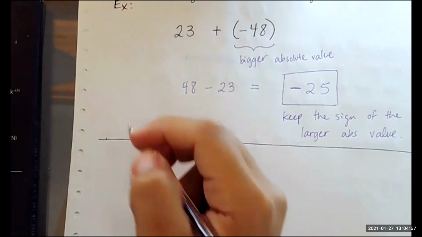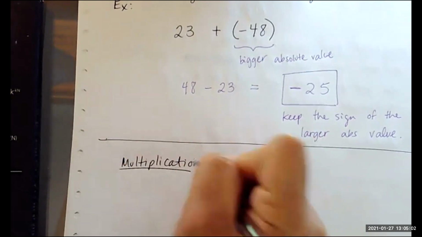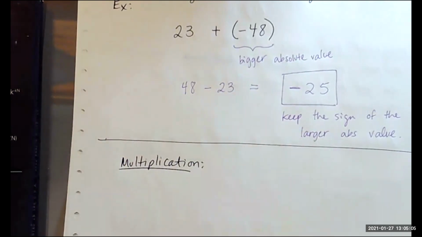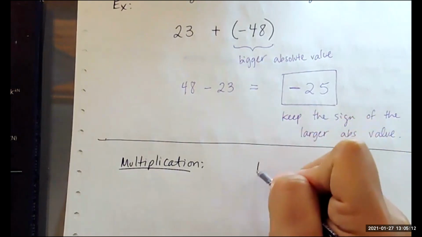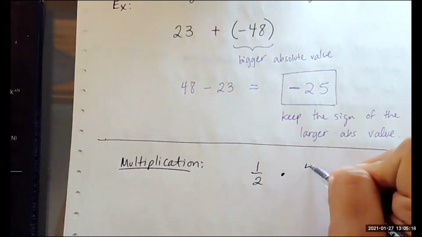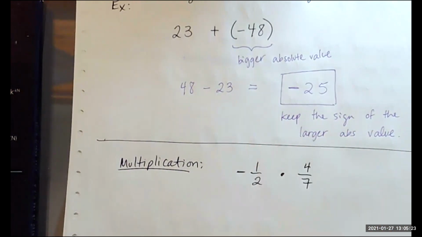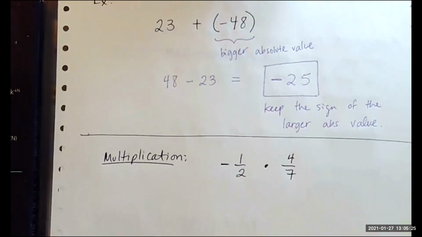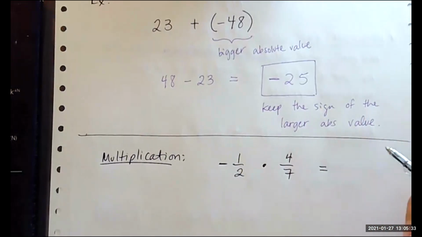So let's talk about multiplication and division real quick. I say real quick, but it really depends on how this goes. For multiplication, let's say we saw some of these problems before: 1/2 times, let's do 4/7. And maybe I'll throw a negative in front of this one, just to complicate it a little bit. If we have a negative times a positive, we should be getting a negative.